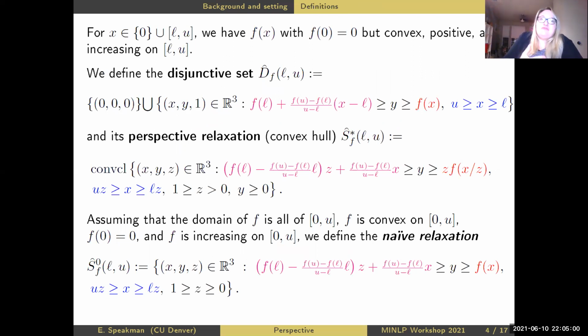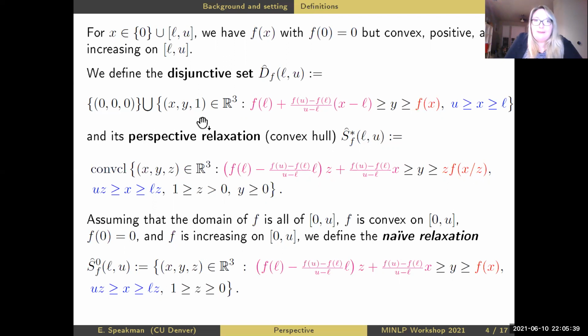So I have my x, and I want my x to either be forced to be 0 or to be in this interval. I have my cost function, f of x, that is convex, positive, and increasing. And when x is 0, my f of x is 0. Then I'm going to define this disjunctive set to be the union of the origin with this set I have here. So what is this? Well, my origin, I can think about this as what happens when my binary variable is equal to 0. My x has to be 0, which means my y is 0.